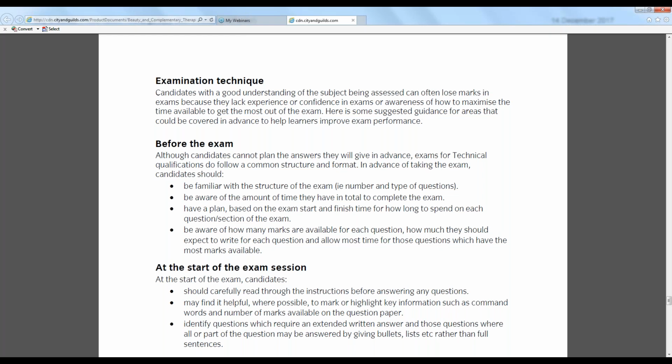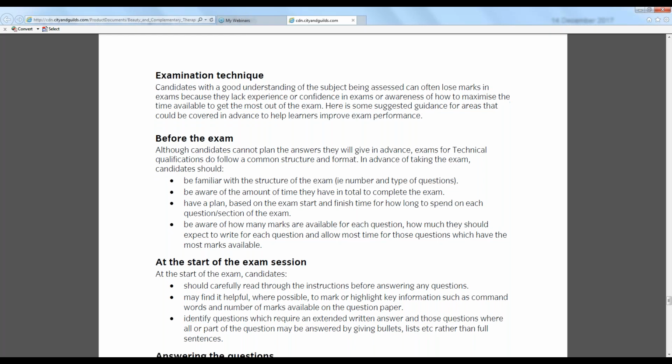Lots of centres now are getting their learners to start with the extended response first because it's a case study approach. It tells them the story. It puts that learner at ease, rather than maybe starting off with a question which is around health and safety or something like that, which could stump them at the beginning.